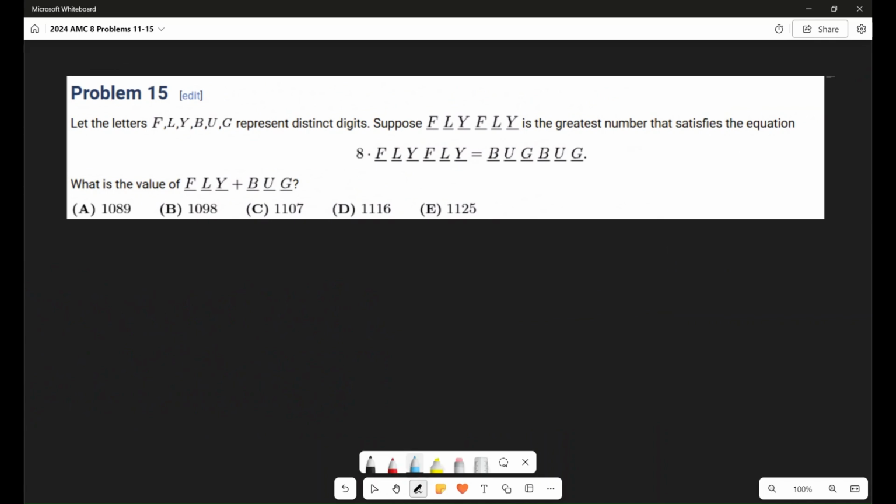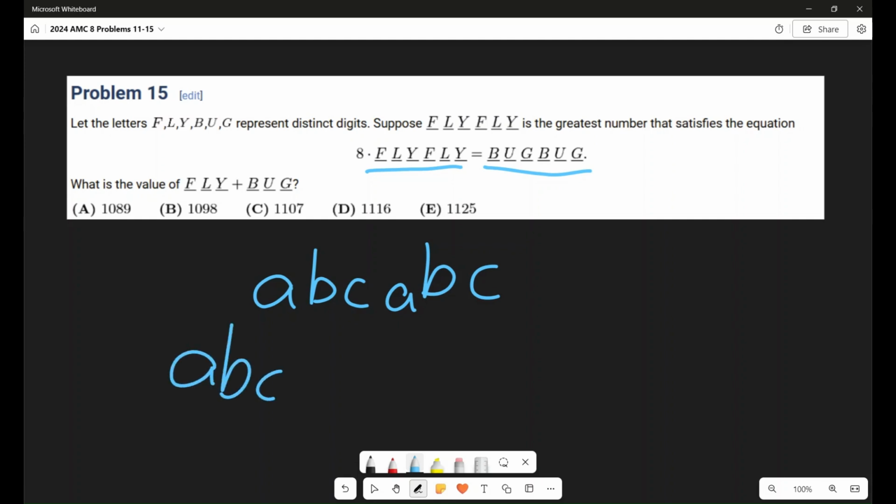Well, we notice that on both sides of the equation, we have 3 digits that repeat themselves. So we see a similar form on both sides of the equation. And when we see something similar on both sides, we try to cancel it. So what happens if we have something like ABC ABC? What can we say about it? Well, it seems like we can factor out the number ABC. And what are we left with?